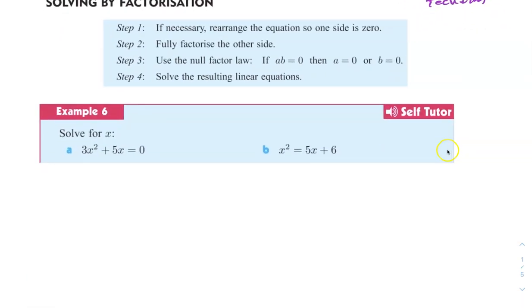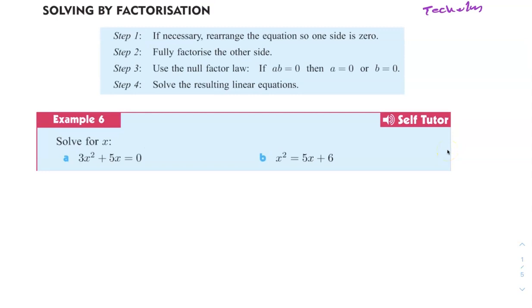So, solve by factoring. The key step here is you have to set one side equal to 0. That way you can use the null factor theorem, or the zero product property. Once you do that, you just factor that side, and then you split and solve. So: set equal to 0, factor, which is the important part of this, and then split and solve. We're going to factor this first one here.